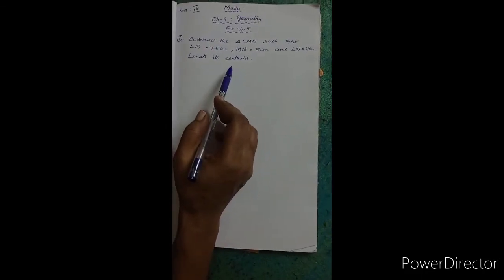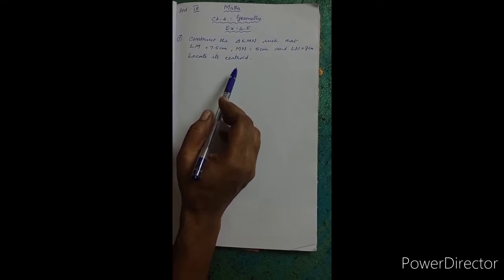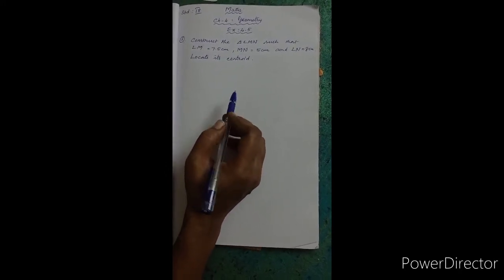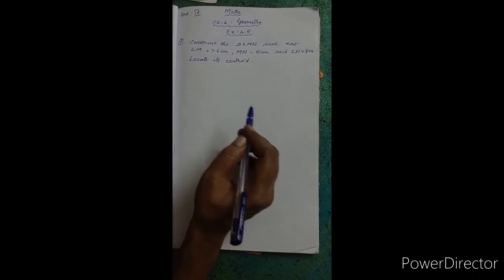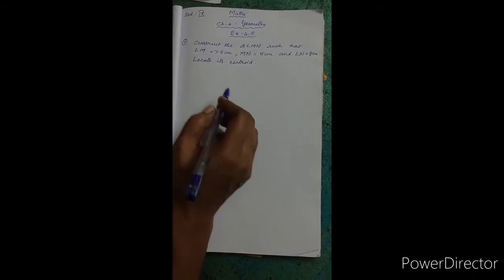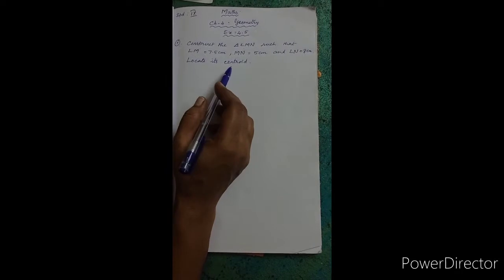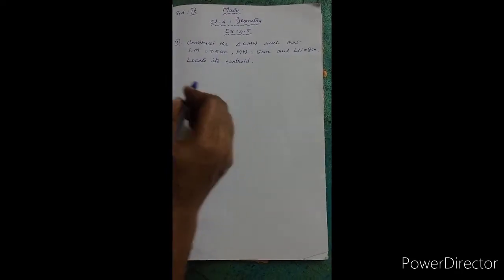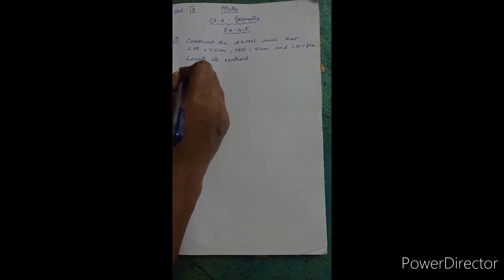Centroid divides the median in the ratio 2:1 from the vertex of the triangle. There are three medians in a triangle. So now locate its centroid for the given triangle. First write the given measures.